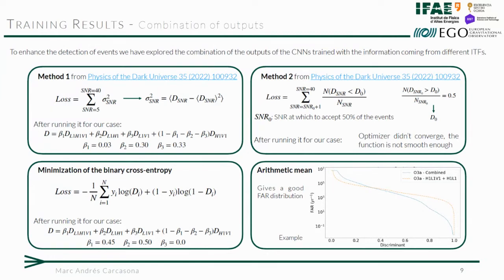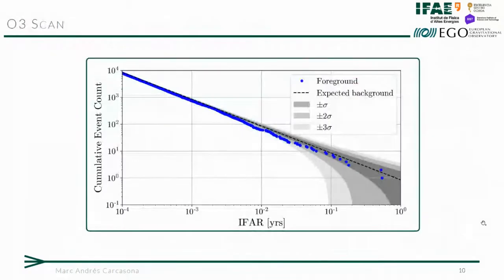But we are only using the arithmetic mean for the double combination, so 3 CNNs, and the triple one, 4 in total. We are ignoring the single ones because they have very low sensitivity, so in the end, they don't contribute much. And with that, we just can do an O3 scan. Basically, we can look for these kind of events in the entire data.